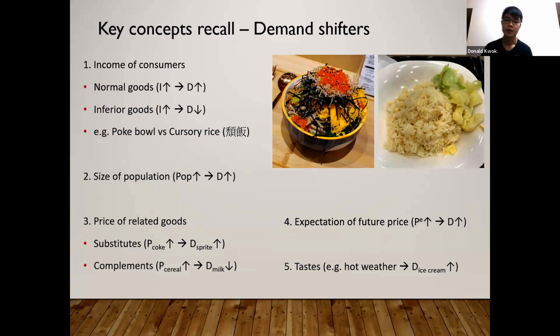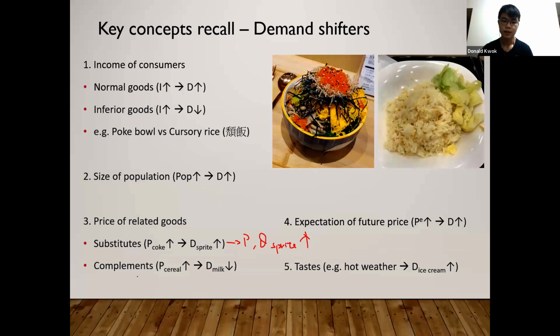All right, the third point, price of related goods. We have substitutes and complements here. For substitutes, the example I use will be Coke and Sprite. Both of them are soft drinks that satisfy your wants in a similar manner. If the price of Coke increases, then you will consume less Coke and shift away to consume more Sprite instead. In this case, the price and quantity transacted of Sprite will increase. So this is about substitutes: the prices of the two goods will move in the same direction.